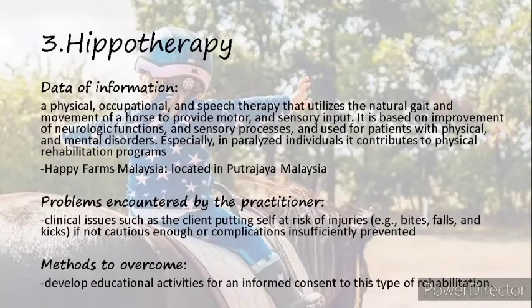There is such a place which provides this treatment. It is Happy Farms Malaysia, which is located in Putrajaya, Malaysia. The problems encountered by the practitioner are clinical issues such as the client putting self at risk of injuries, for example, bites, falls, and kicks, if not cautious enough or complications insufficiently prevented. And the method to overcome it is to develop educational activities for informed consent to this type of rehabilitation.